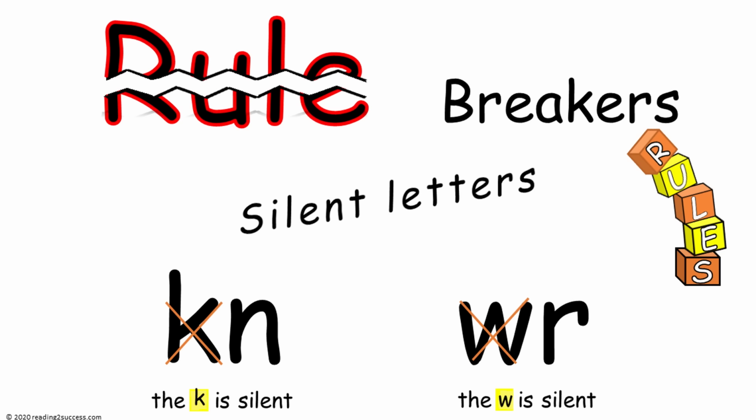It is important to teach kids KN and WR because they are rule breakers. KN makes an N sound and the K is silent, and WR makes the R sound and the W is silent.